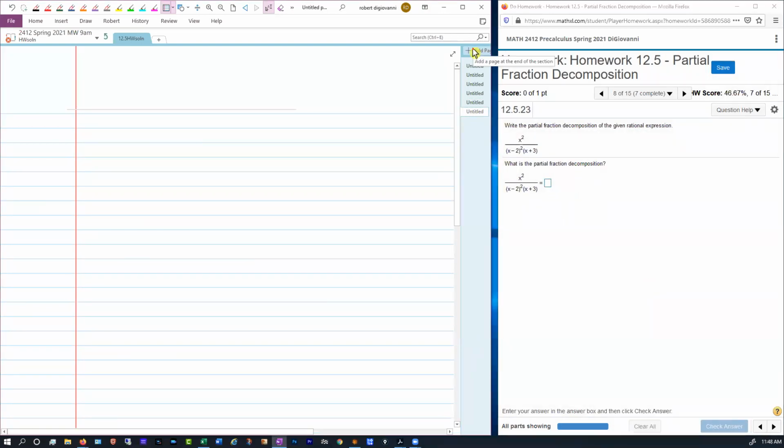All right, next one. So we have x squared over x minus 2, that's linear. Squared means it's repeated, and then here's just a linear. All right, now I don't have to do long division. It's already factored. So I'm going to do a over the x minus 2. I'm going to do b over the x minus 2 squared. That's taking care of my repeated linear factor. And I have x plus 3, which is linear again, so I'm just going to put c over that.